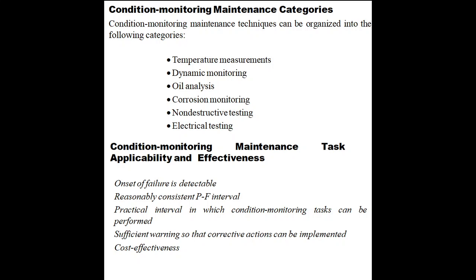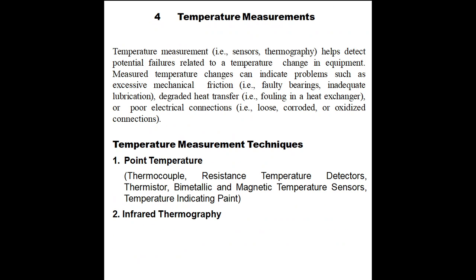But the common thing is that these techniques and tools must be applicable to the majority of the machines, and they must be effective. Means onset of failure should be detectable. The tool we are using should always detect the failure well before the actual failure takes place, and we should get the proper PF interval so that we can take preventive maintenance steps. Then you should get sufficient warning so that corrective actions can be implemented, and important here is it should be cost effective. So these are the various characteristics any tool should have.